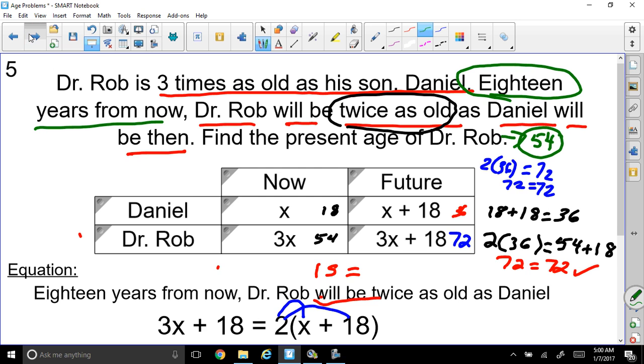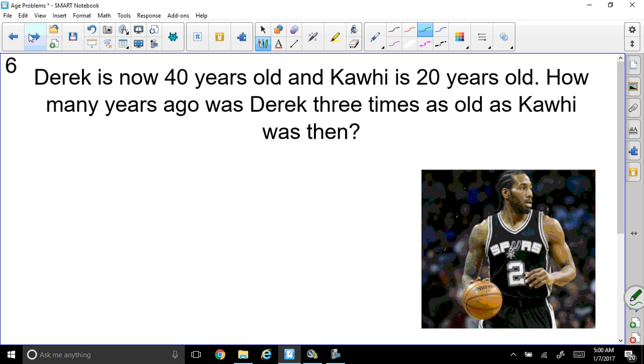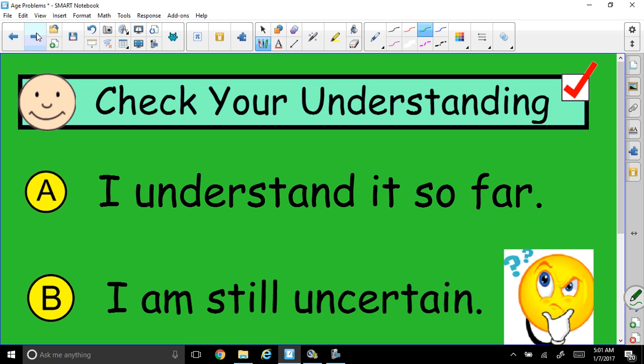Here's one for you. Derek is 40 years old and Kawhi Leonard is 20 years old. How many years ago was Derek 3 times as old as Kawhi was then? So set up a chart. Check your understanding. I hope you understood what happened. If you don't, write down your questions and we'll go over it in class.